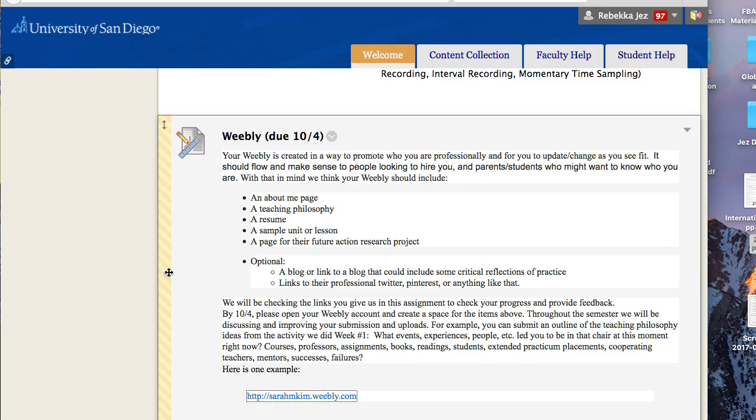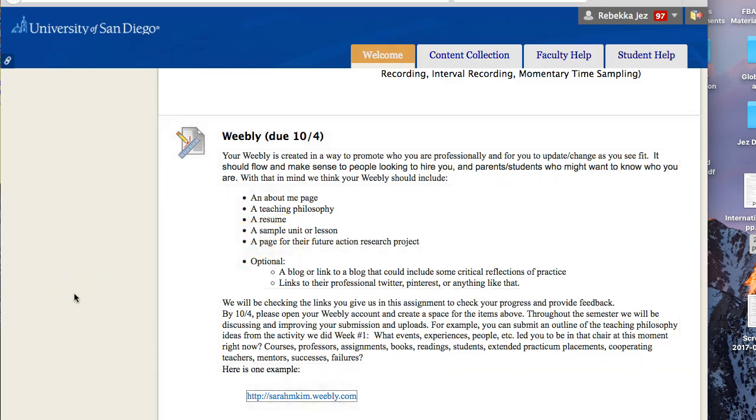If you have a resume or a CV, then go ahead and attach that. And just a side note, you can make Weeblies private so that no one else can see them. And if you have a unit or a lesson plan that you think is really amazing, then go ahead and put that up there. And then if you're already doing or planning on doing your action research, it's a nice thing to have there.